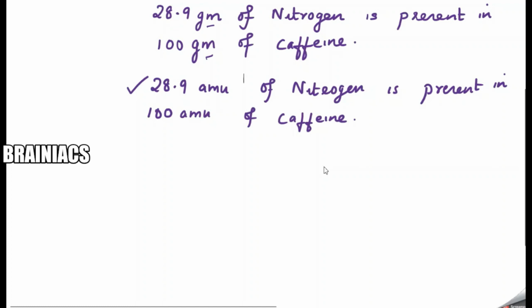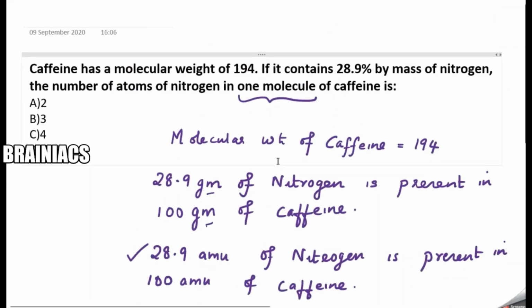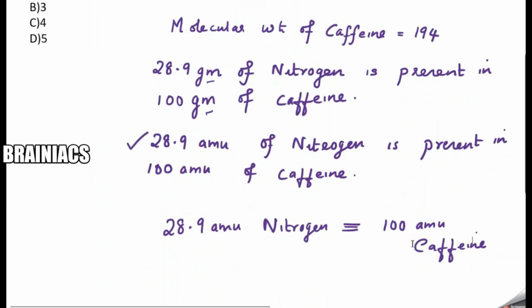Correct. So I will write it in a much clearer form. 28.9 AMU nitrogen is present in 100 AMU caffeine. Okay. But what we need to know is, in 194 AMU of caffeine, how many AMU of nitrogen is present.